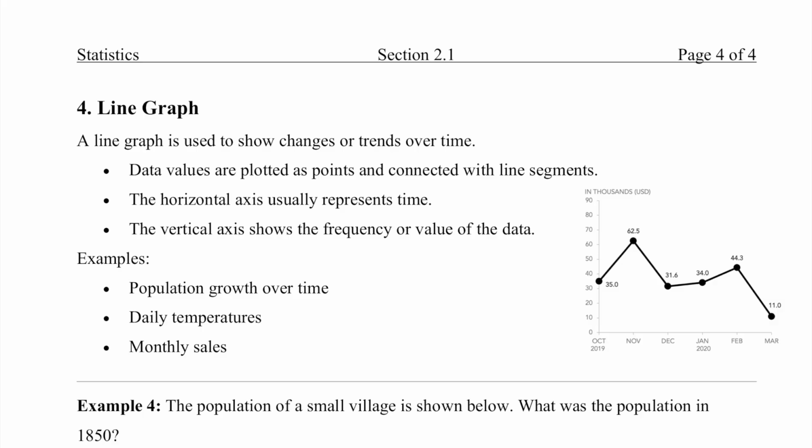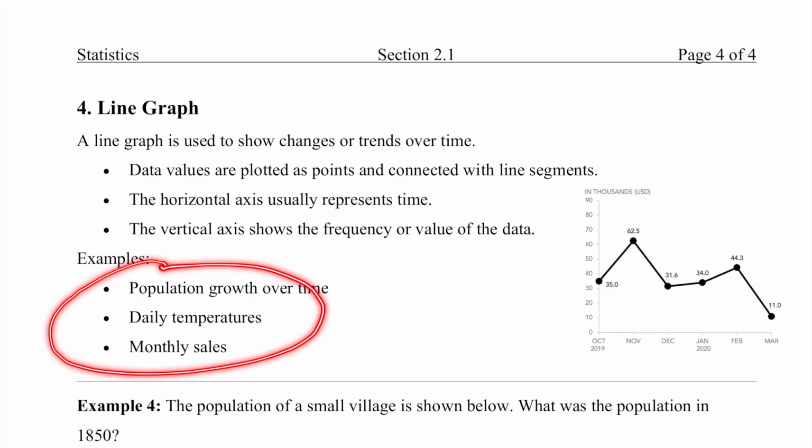Now, let's talk about line graphs. Data values are plotted as points. Then those points are connected using line segments. Usually, the horizontal axis represents time. The vertical axis represents the value being measured. Line graphs are commonly used for population growth, temperatures, stock prices, or monthly sales.